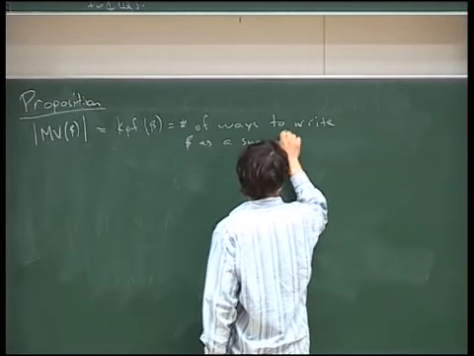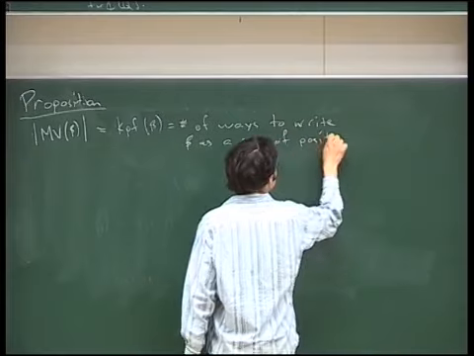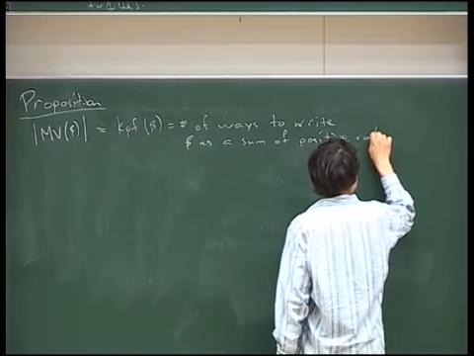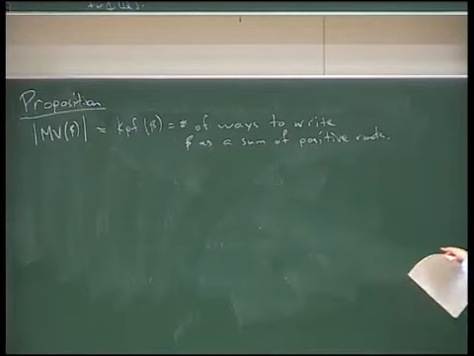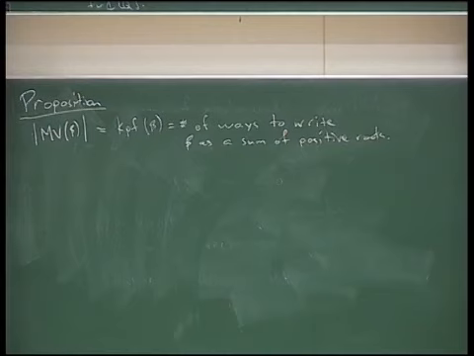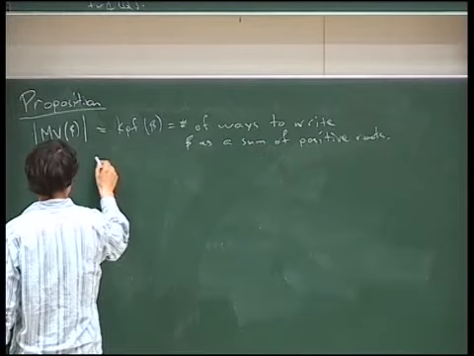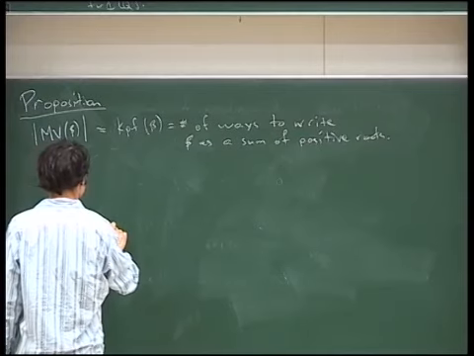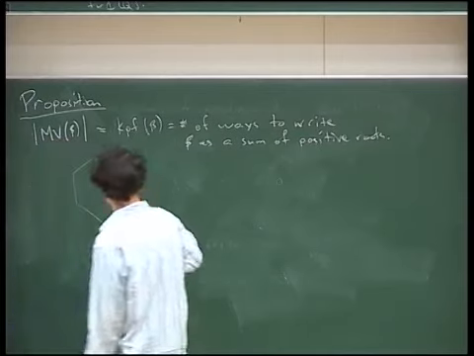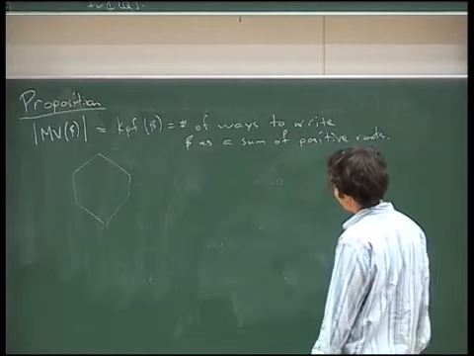of writing beta as a sum of positive roots. Okay, let me explain the reason for this fact, which is kind of cute. Well, it's sort of cute, but maybe if you know a little bit about the subject, it's sort of obvious. Well, if you know maybe a lot about the subject, it's obvious.